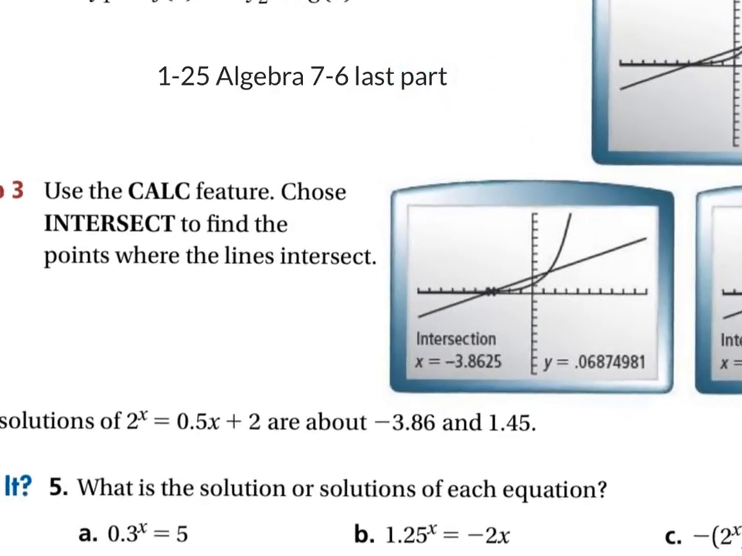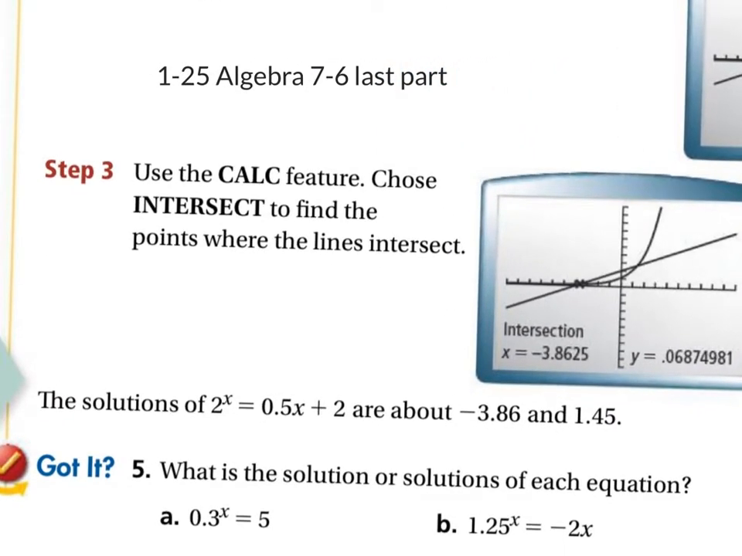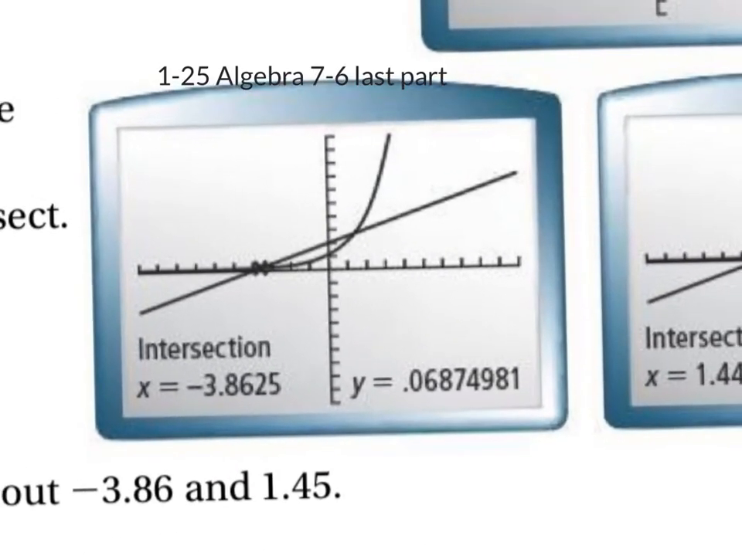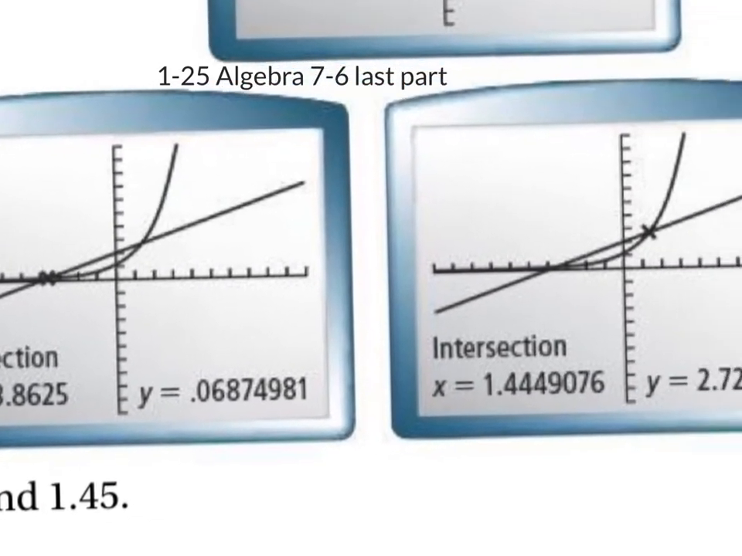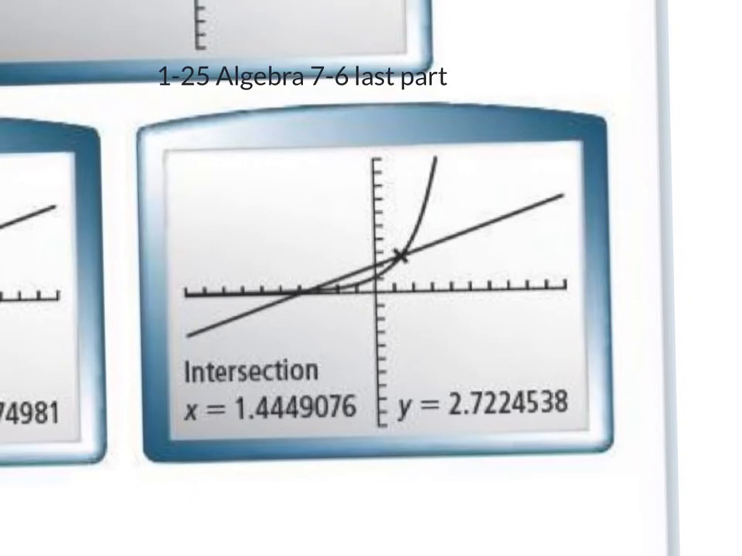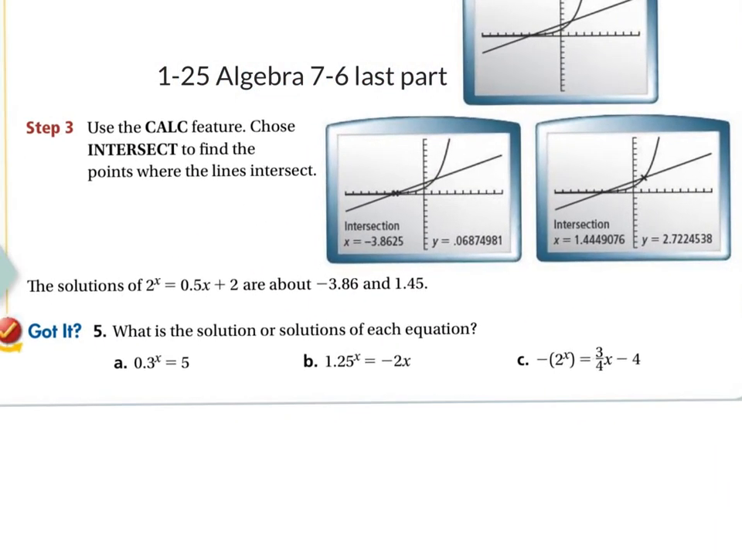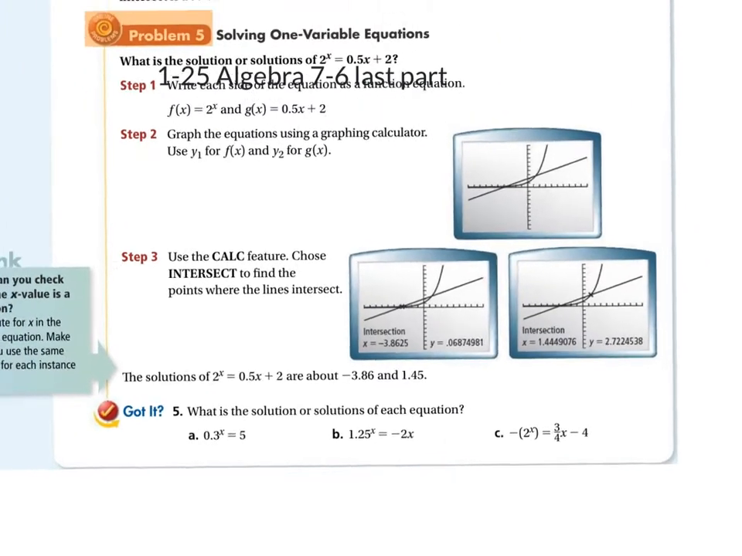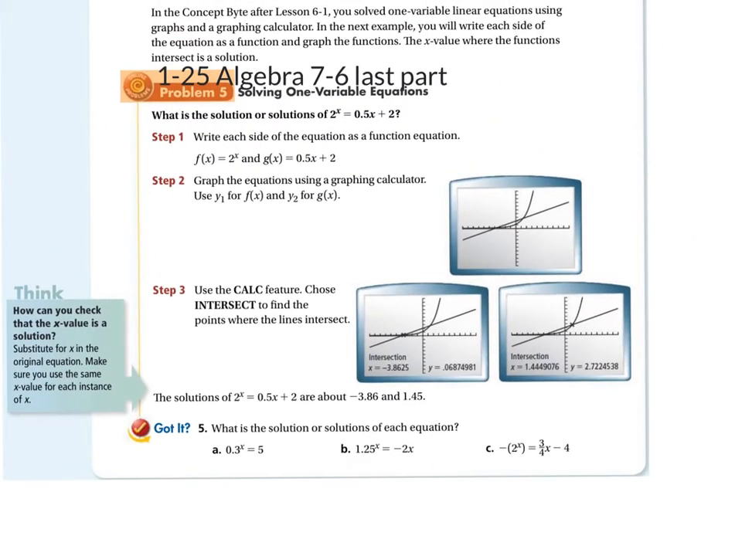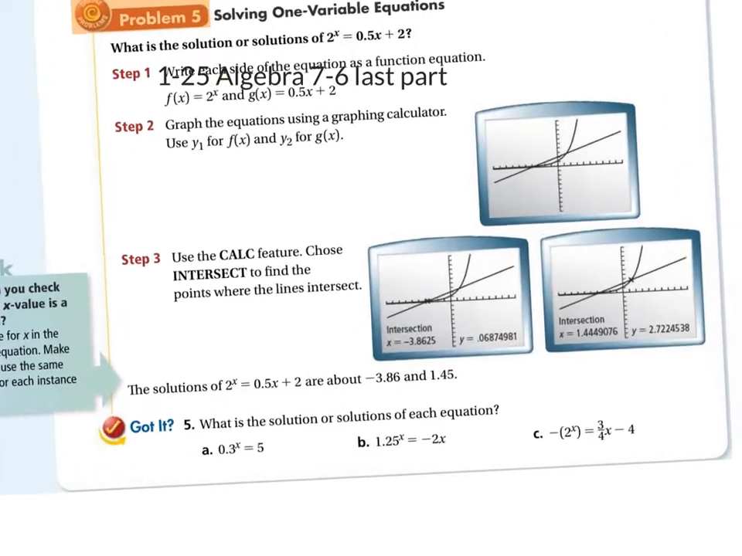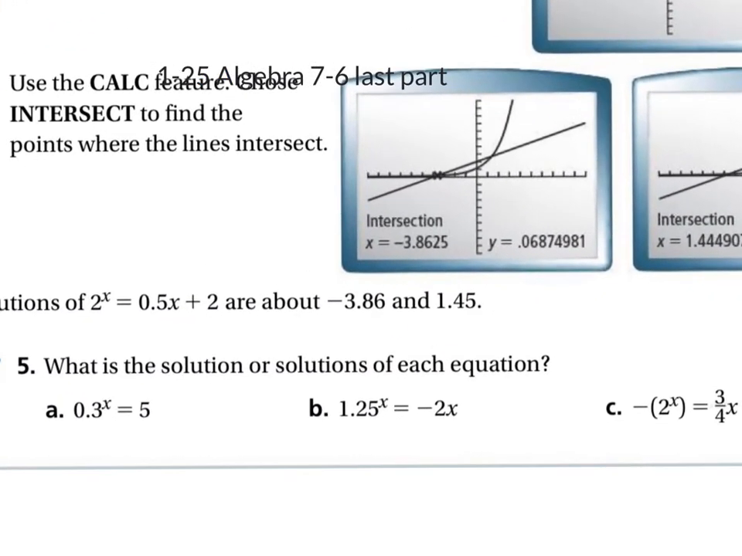And again, the steps there: calculate the intersection. You can see here's one of our intersection points, and then here's the second intersection point. So this actually has 2 potential solutions. They should tell you how they want you to round these answers, but they're saying -3.86 and 1.45 would be some options there.